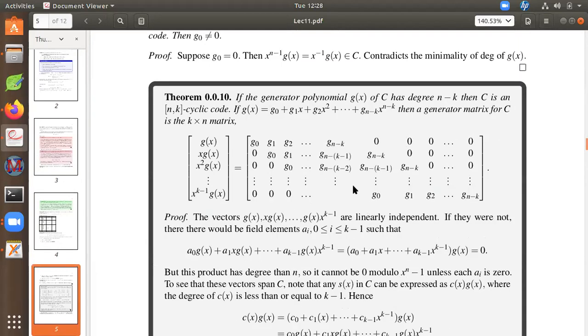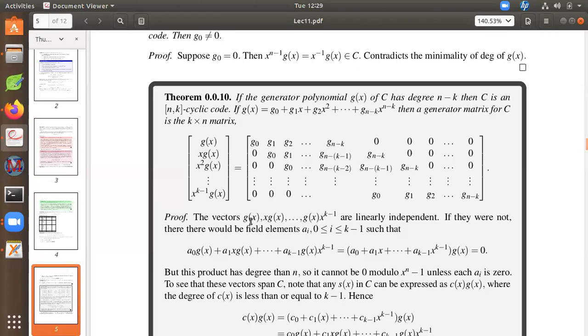Now, if you have a generator polynomial, how do you get the generator matrix from that? You take g(x). In the codeword sense, g(x) is g0, g1, up to g_{n-k}, and the remaining entries are zeros. x into g(x) is a right shift. So you can easily see that the rows are obtained very beautifully from the first row itself, just by cyclic shift.